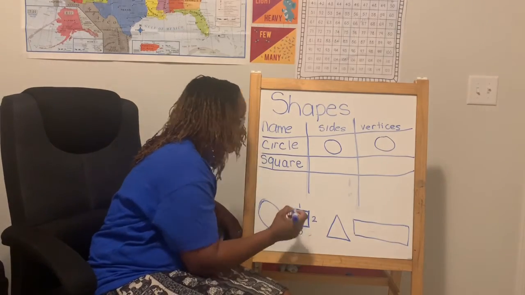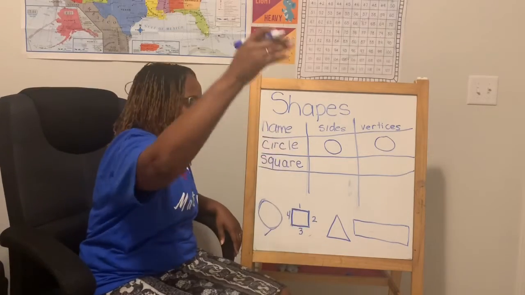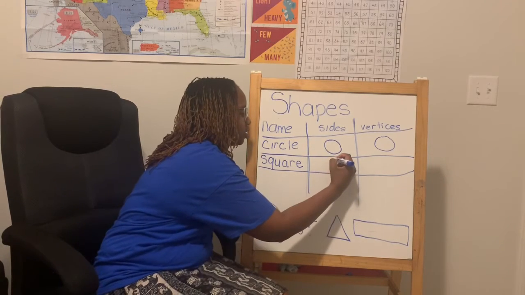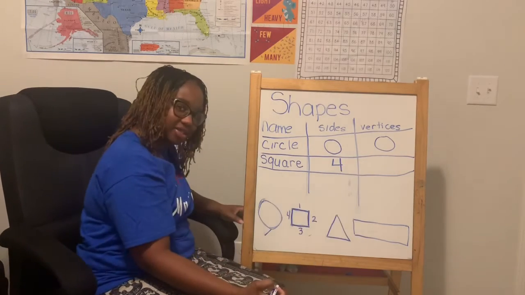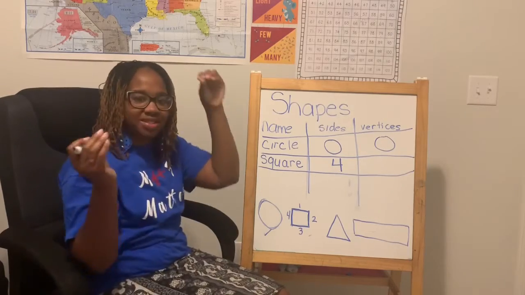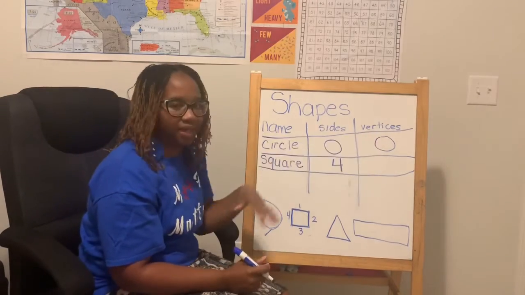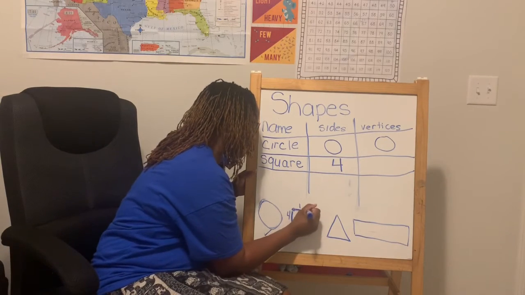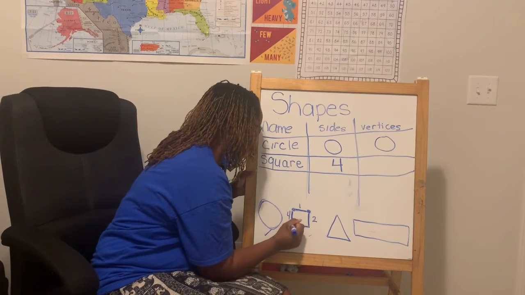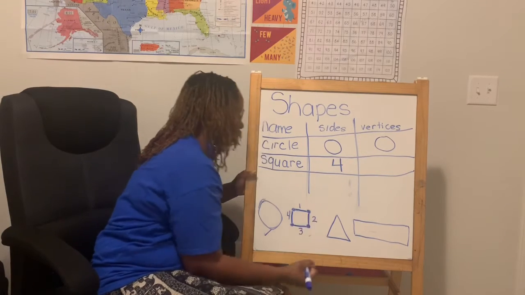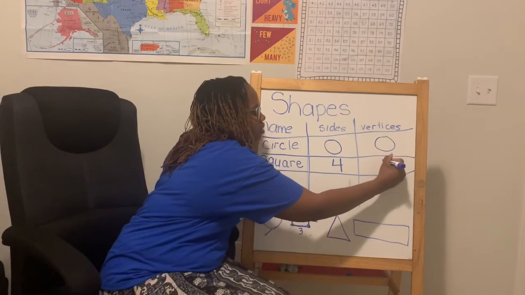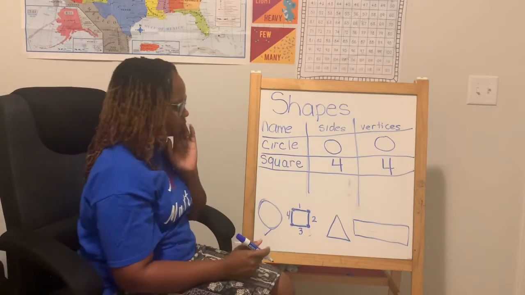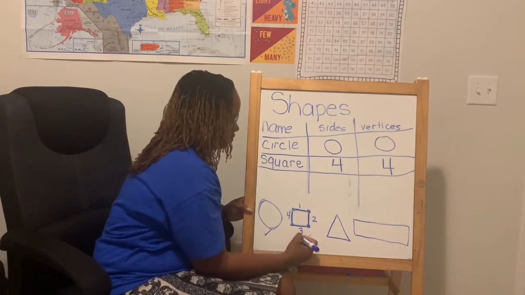Remember, a side has to be a straight line going across, a straight line up and down. So there are 4 sides to a square, and then where each side meets, that's how I get my vertices. So I have 1, 2, 3, 4. Sometimes we talk about corners, same thing.